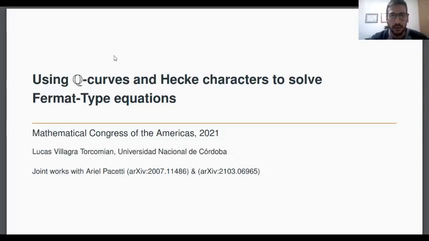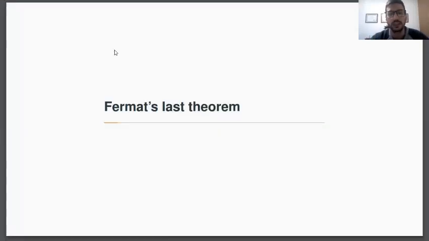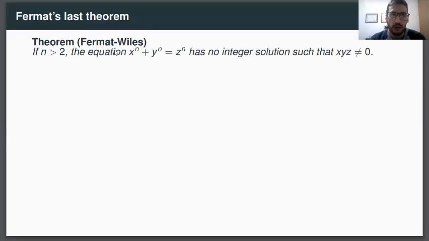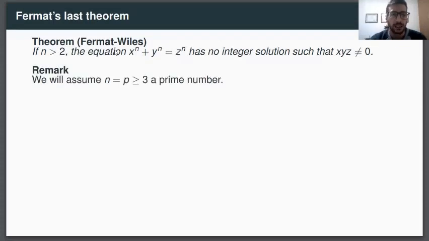And I believe that the easiest way to introduce this method is starting with the first time that it was used. So let's start with the sketch of the proof of Fermat's theorem. Remember that it says that if n is a natural number bigger than 2, then the equation x^n + y^n = c^n has no integral solutions except the trivial ones, that is, those with a coordinate equal to 0. And it is easy to see that we can assume n equal to p, a prime number.